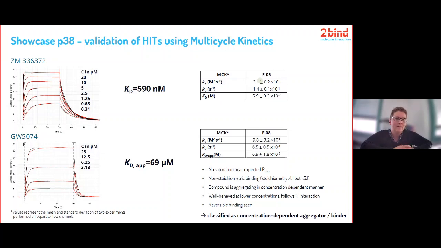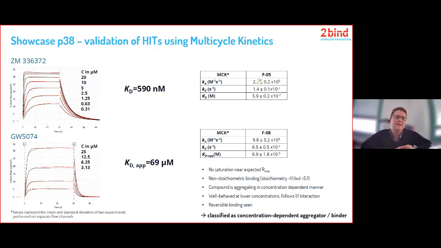The lower case, it's an interesting one, just to show that you should always consider getting more information than just the binding event. It's important also to understand what's going on. And here we have a molecule that is a binder, indeed, but it is actually a concentration-dependent aggregator. Why do we come to that conclusion?